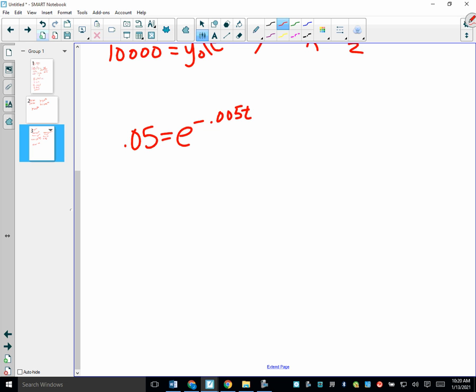Did you say ln of 0.05 equals negative 0.005 t? It was 0.05? Oh, okay. Did you lose a 0? I did 0.5. Well, that'll make a difference. 95% leaves 0.05. Yes. That makes sense. Now what? 30.